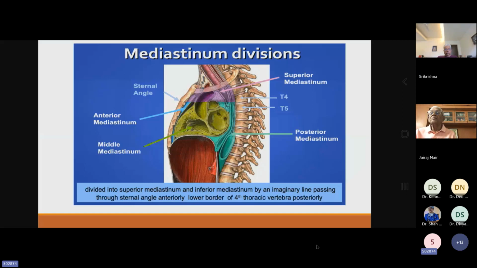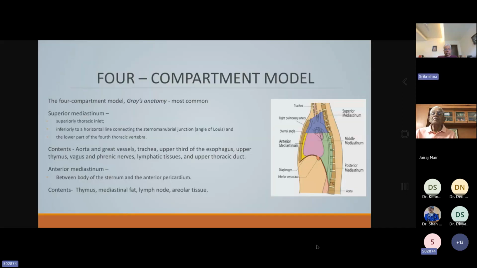The superior mediastinum, according to the 4-compartment model, is bounded by the superior thoracic inlet, and inferiorly by the horizontal line connecting the sternomanubrial junction and the lower part of the 4th thoracic vertebra. Its contents include the aorta, great vessels, trachea, upper third of the esophagus, upper thymus, vagus and phrenic nerves, lymphatic tissue, and upper thoracic duct.